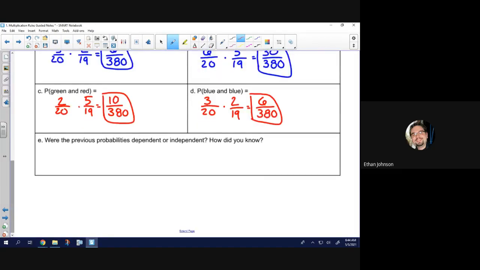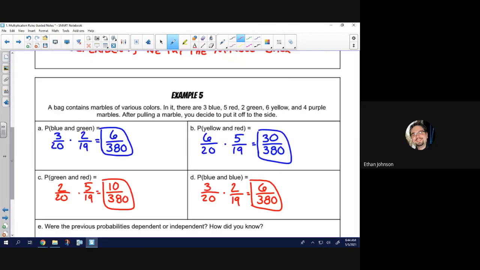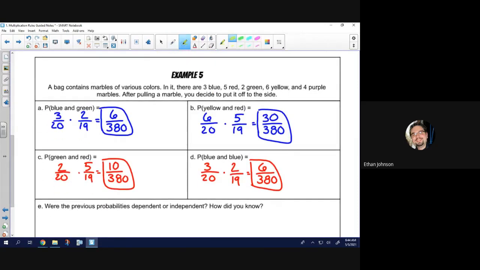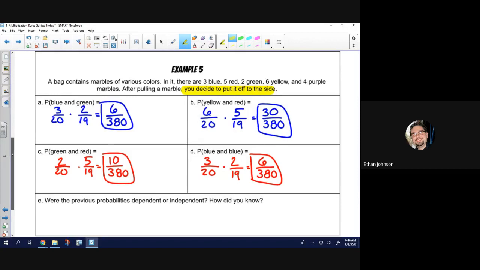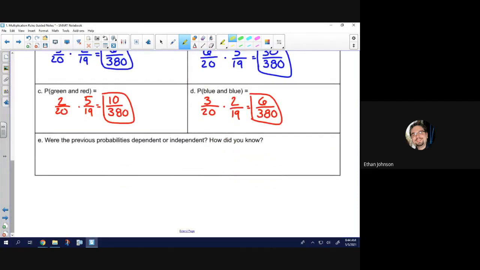So we can answer this question. Were the previous probabilities dependent or independent? Well, we put the marble off to the side. That changed our probabilities. So because of that, this is dependent. And we know that is, well, we didn't put the marble back.